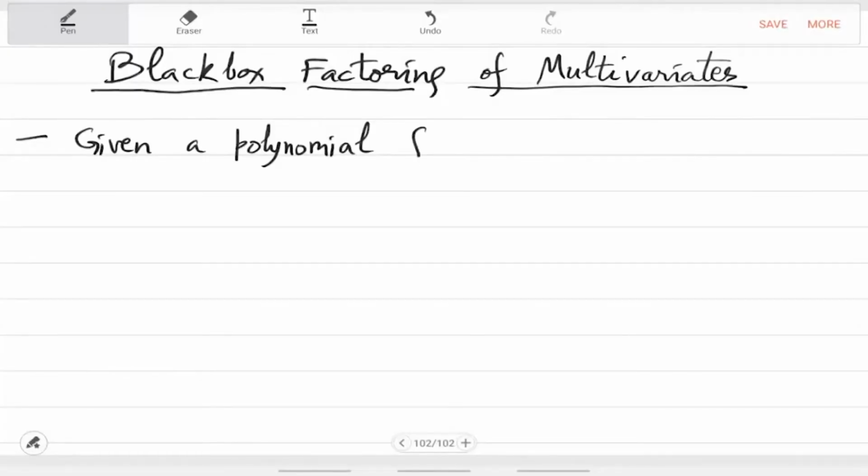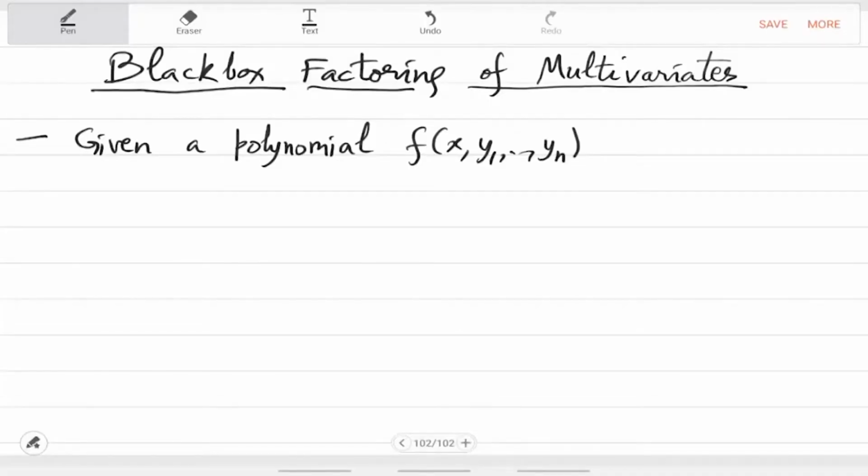So given a polynomial f, for the reasons of the presentation of the algorithm, we will distinguish the first variable as x and the others are y bar, y1 to yn. This is because we want to go modulo the ideal generated by y1 to yn. So that is how we will present the algorithm. So we'll keep the notation on the variables like this.